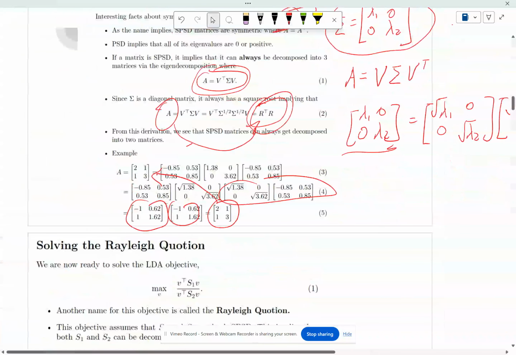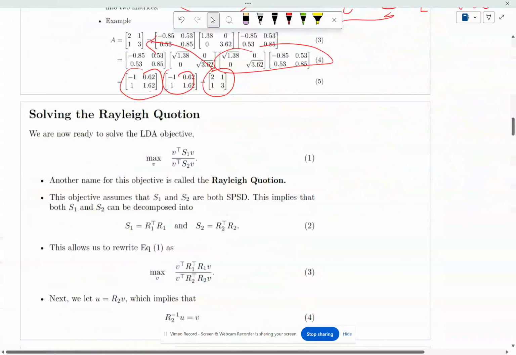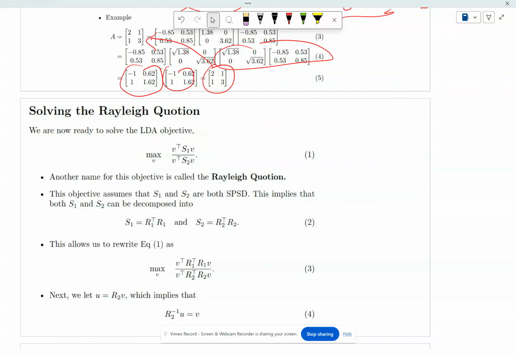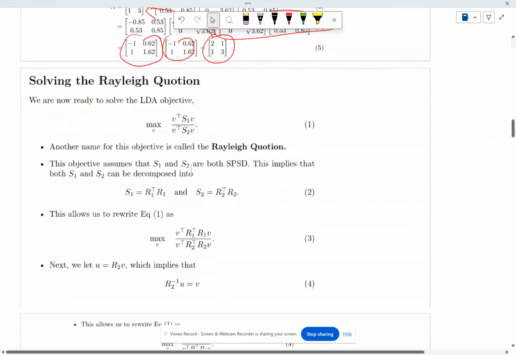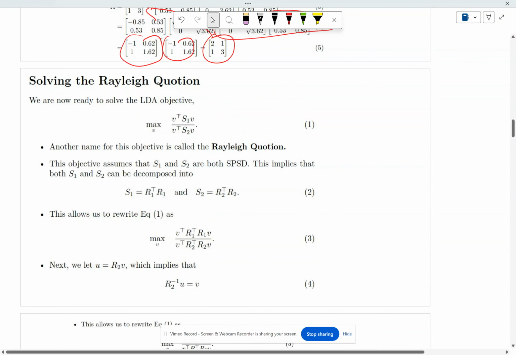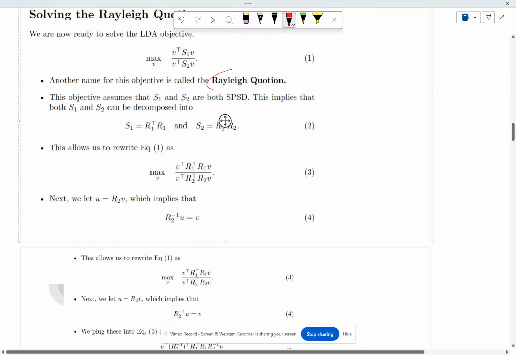So, like I told you previously, the LDA objective looks like this. I haven't explained to you yet the background story of how we got this. But instead, we're going to do it backwards today. Instead of learning the background story first, then learning how to solve an objective like this, which is called the Rayleigh quotient, we are going to learn how to solve this first. Once we learn how to solve this, then I'll tell you how the objective came about. So this objective, like I told you, is called the Rayleigh quotient.